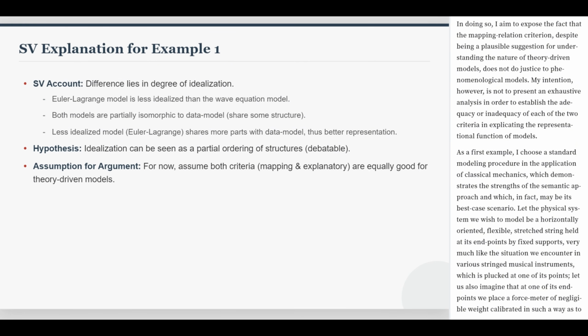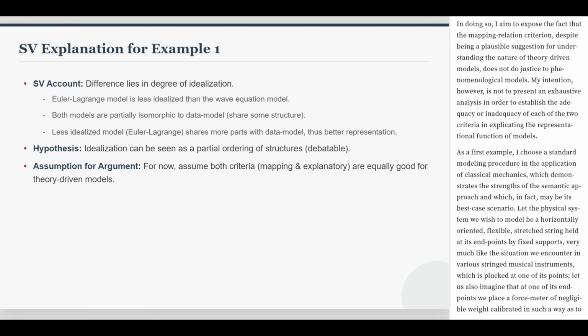How would the semantic view explain this difference? It would likely point to the degree of idealization. The wave equation model is more idealized, assuming constant tension. The Euler-Lagrange model is less idealized, allowing tension to vary. Both models, if we think in terms of partial structures, share some structural features with the data model derived from the experiment. But the less idealized Euler-Lagrange model shares more features, hence it's a better representation. This relies on the idea that idealization creates a kind of hierarchy or ordering among possible structures.